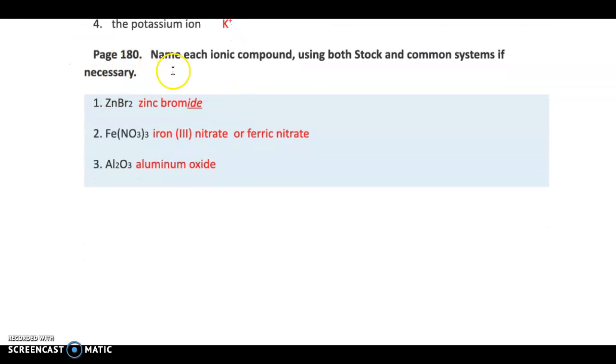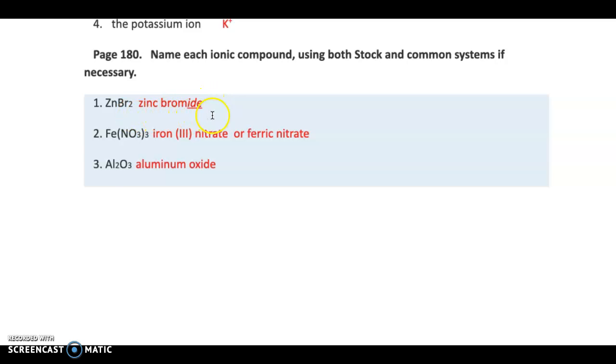Okay, page 180. Name each ionic compound using both stock and common system if necessary. I really do love the stock name. I'm not really a fan of common systems. The stock name is actually the name that most chemists use. So the first one, you have 1 zinc and 2 bromides. It doesn't matter if you have 2 or 3 or 4. If it's an ionic compound, you do not care how many of these you have. You just write the name of the metal and non-metal. So over here, zinc bromide.